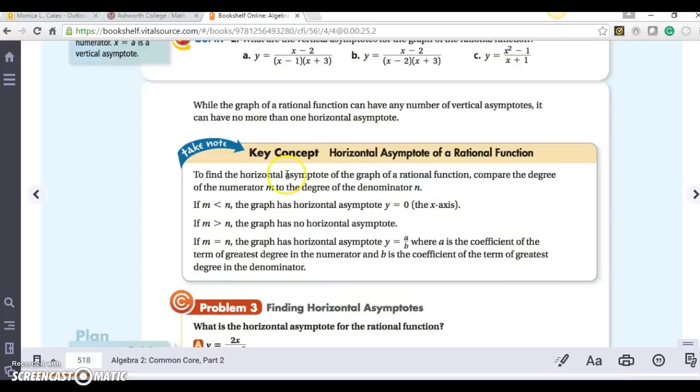So it says to find the horizontal asymptote of a graph of a rational function, compare the degree of the numerator m to the degree of the denominator n. So if m is less than n, then the graph has a horizontal asymptote at y equals 0, the x-axis. If m is greater than n, the graph has no horizontal asymptotes. And if m equals n, then the graph has a horizontal asymptote of y equals a over b, where a is the coefficient of the term of the greatest degree in the numerator, and b is the coefficient of the term of the greatest degree in the denominator.